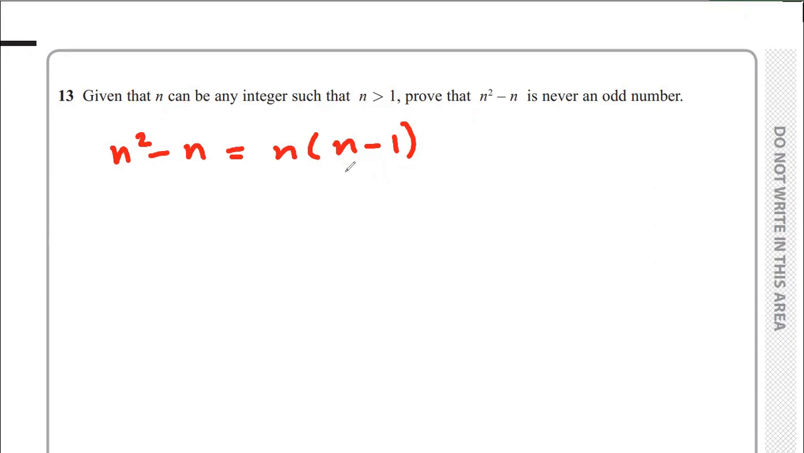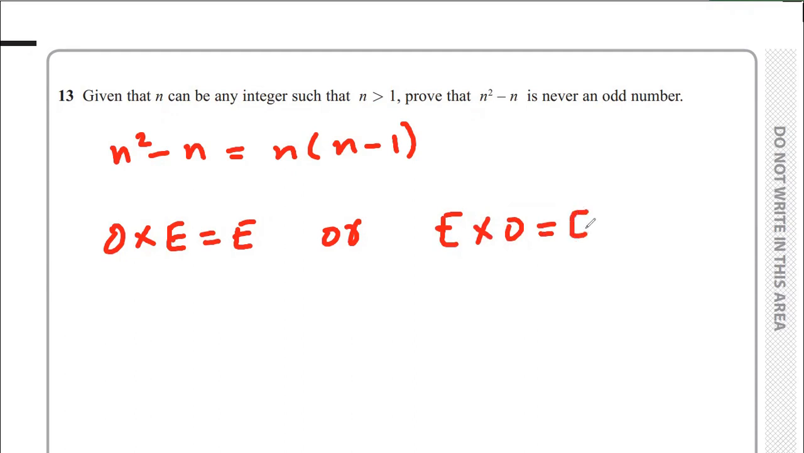Okay, and if n can be any number, then we have 2 consecutive numbers. Whenever you think of 2 consecutive numbers, one of them will be odd and one of them will be even. So we know that odd times even always gives me even. Or if the first number is even, even times odd will also give me even. Okay, that's it.